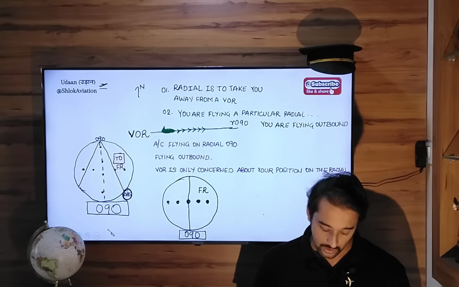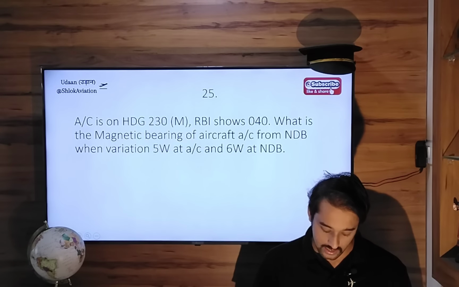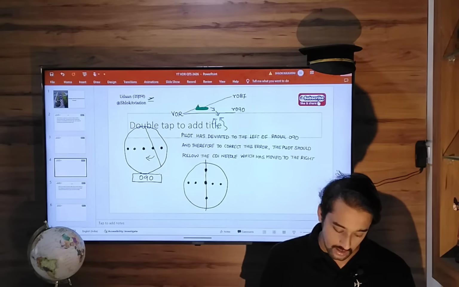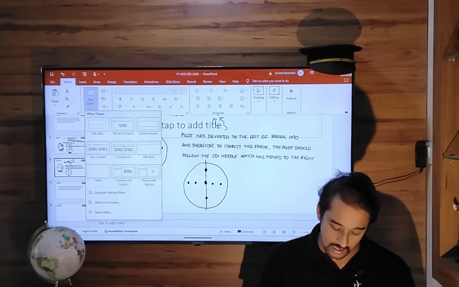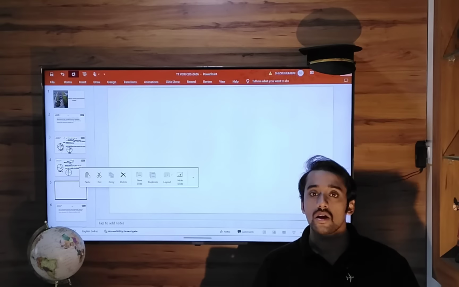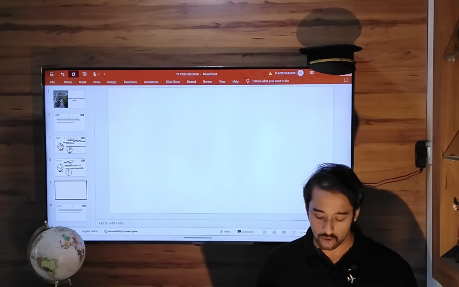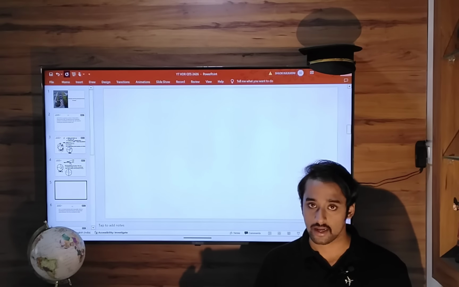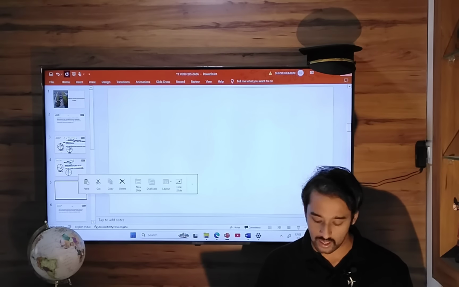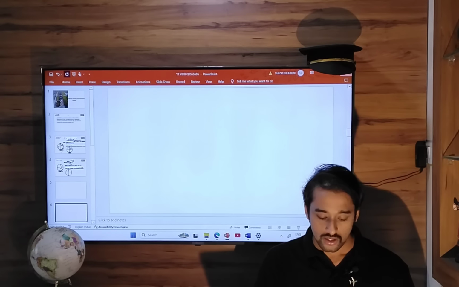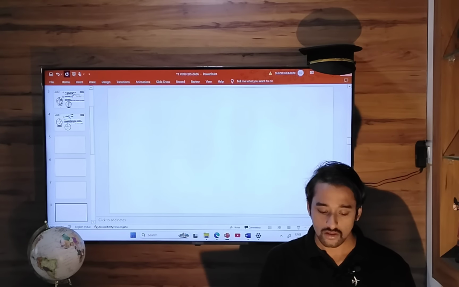So what are the steps when you are flying outbound from the VOR station? I will take a new slide. So the first step when you are flying away from the station is that you should put the OBS setting in the OBS selector. So if you're flying a particular radial of 090, you will put 090 in the setting.